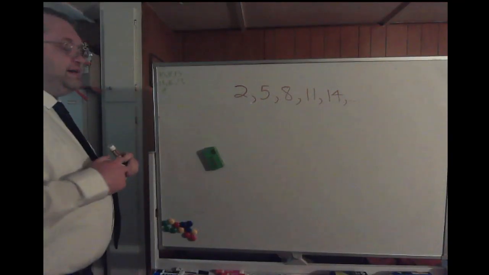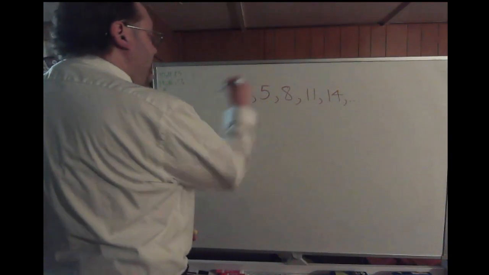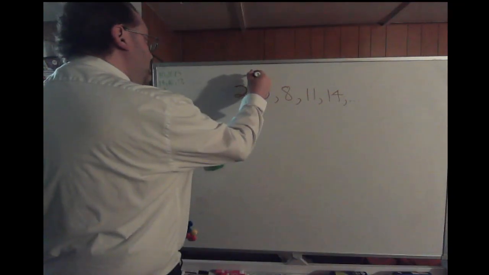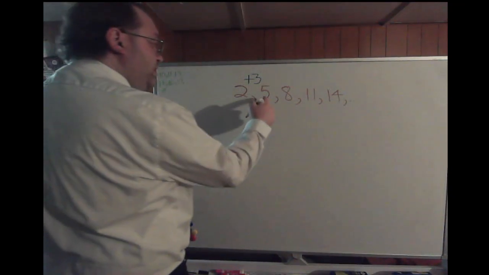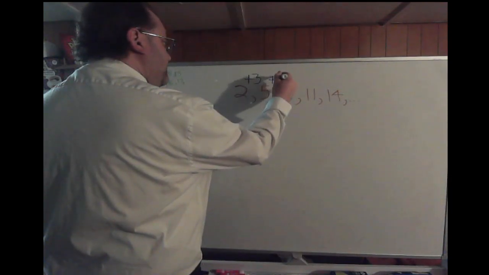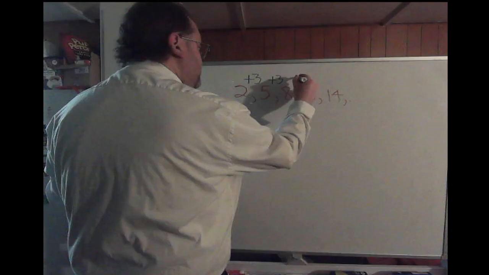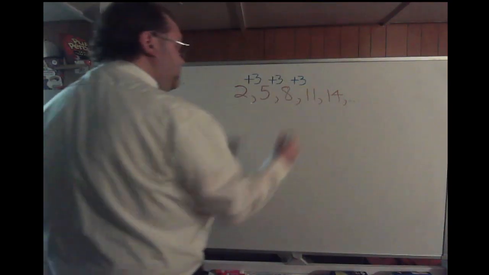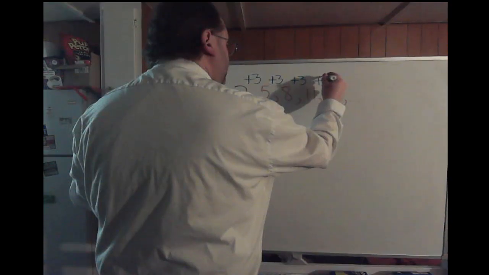Look for any common threads between the numbers. It looks like from 2 to 5 we add 3. When we go from 5 to 8, it looks like we're adding another 3. To get from 8 to 11, it looks like we're adding another 3. Then to get from 11 to 14, you add another 3.